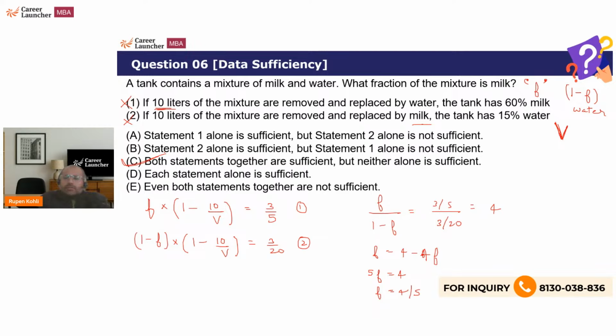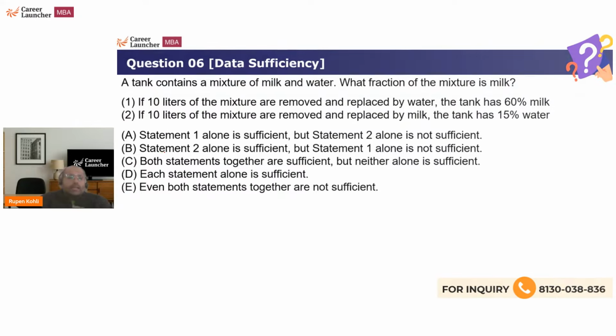Okay, so this was how we do this, right? Question on removal and replacement concept. So you see how in data sufficiency we have to think in a different way. We have to properly follow the structure. Don't be in a hurry to combine, that's not the way. Always first reject or accept whether each statement alone works or not. Only when both statements individually fail, only then you combine, right? Let's see next one.